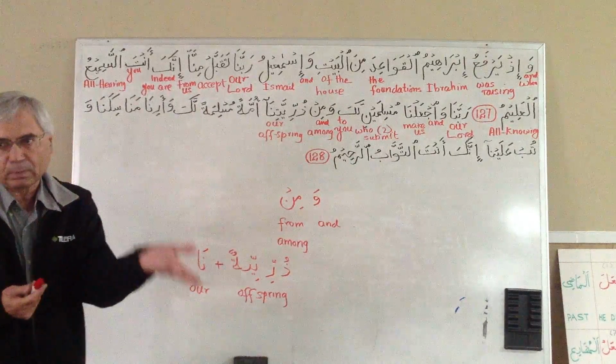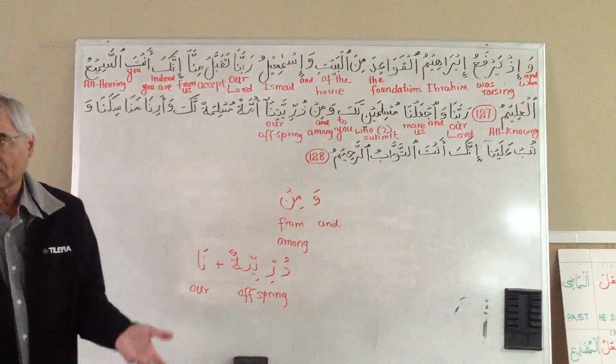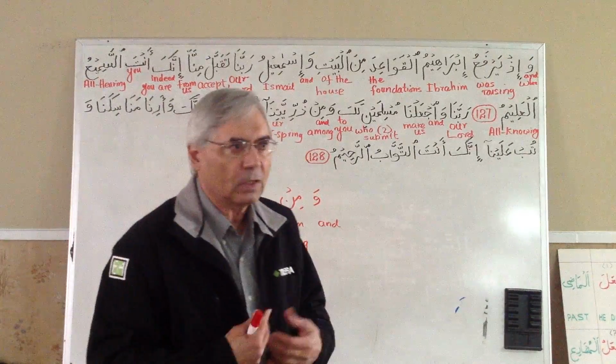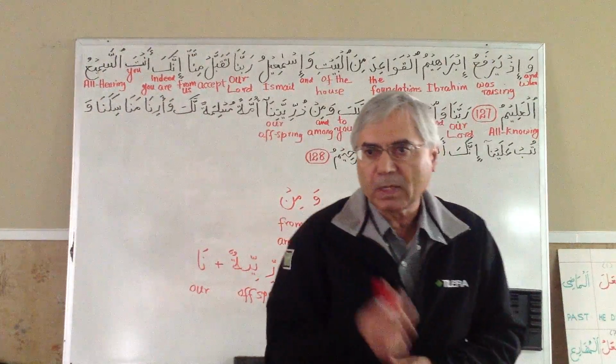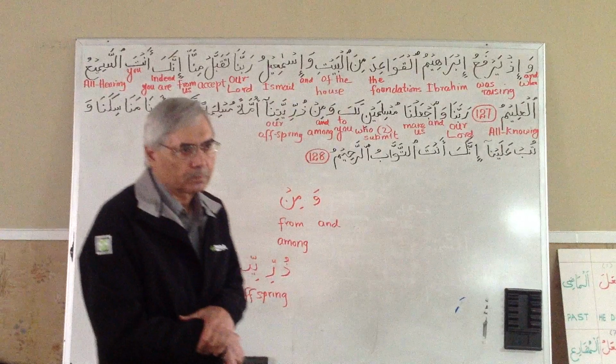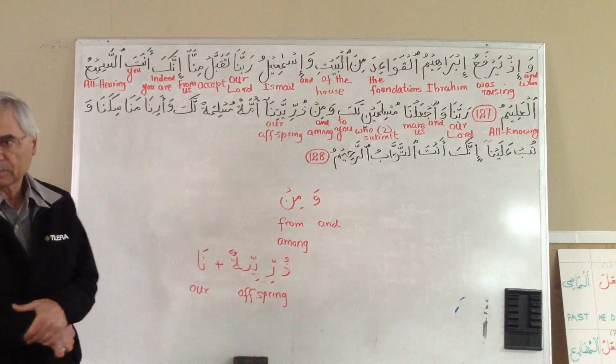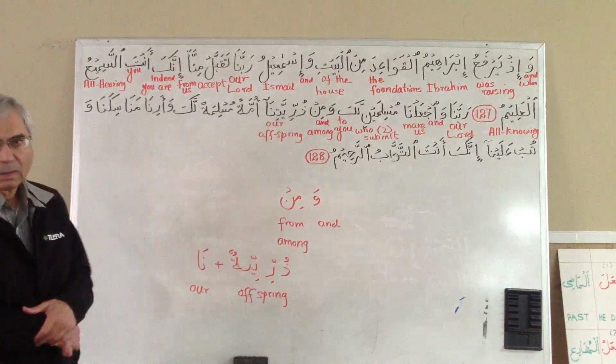There will be, like in Quraysh, those who were pagans and idol worshippers, like Abu Jahl and Abu Lahab. They were the progeny of Ibrahim alayhi salam, but they were disbelievers. And so are the people in Judaism and Christianity.